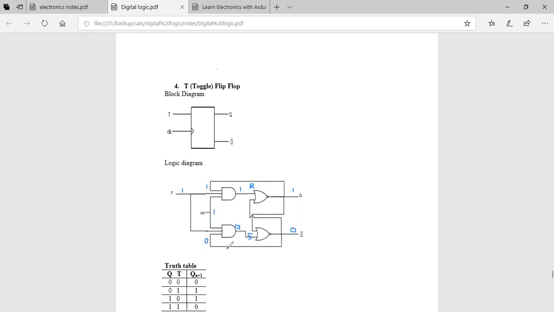Please note that this device changes state when the input is 1. When T is 1, in the next clock, it will change. If the output here was 0 and T is 1, then it changes to 1. If the output here was 1 and this is 1, then it changes to 0. So it changes state when you have a clock variation. That's what you call a toggle flip-flop. We've done the 4 flip-flops. That's how they are supposed to be.